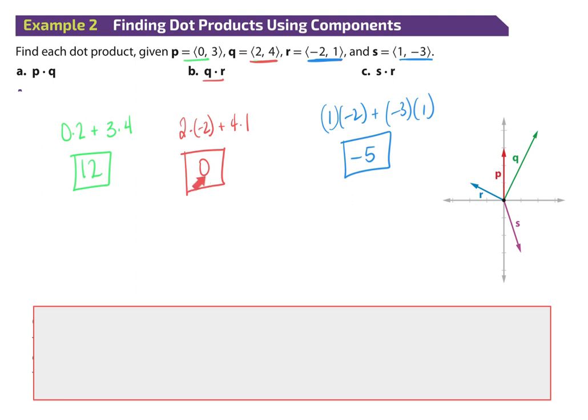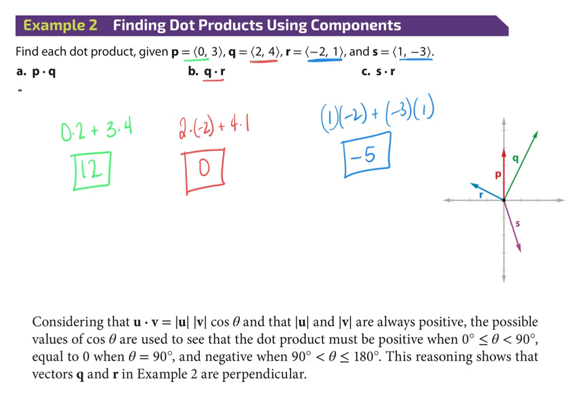What about this one? So we have Q and R. If you were just estimating that, you would guess a right angle, right? And then let's look at between S and R. Probably obtuse, all right? So this pattern will continue for all of your angles between vectors.